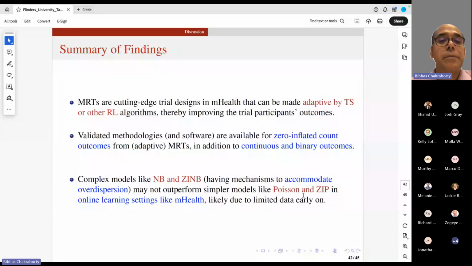So it's really participant-centric, user-centric, not just future users, but the users who are involved in the trial. And methodologies and software are available for zero-inflated count outcomes for adaptive MRTs, in addition to continuous and binary outcomes. And complex models like negative binomial or its zero-inflated versions may not outperform simpler models like the Poisson and its zero-inflated versions in online learning settings like mHealth, likely due to limited data early on.